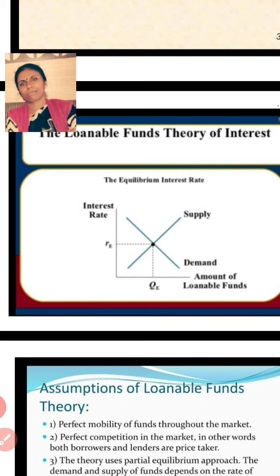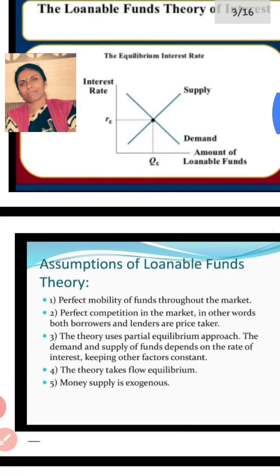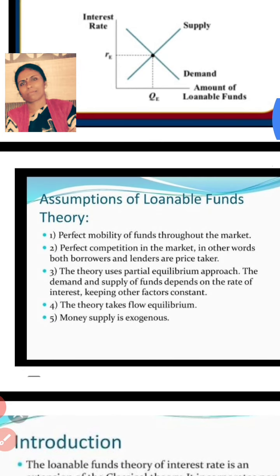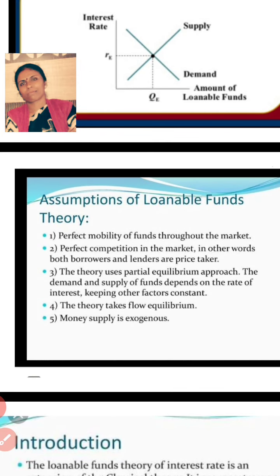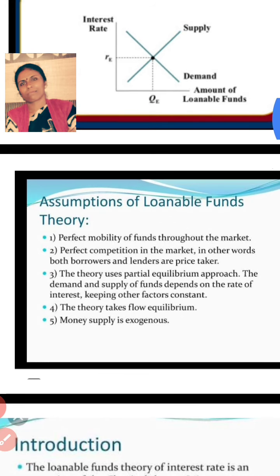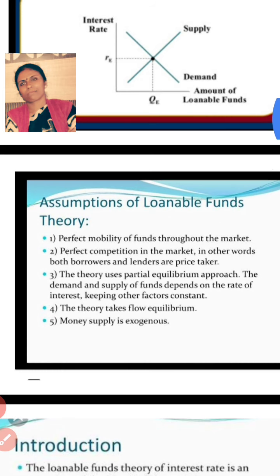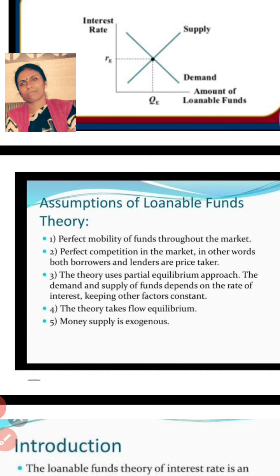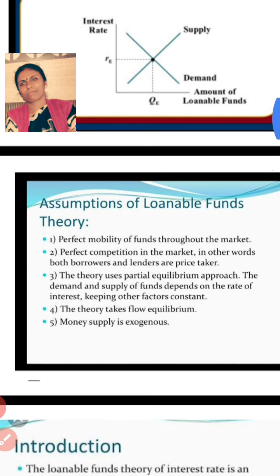Before going on to discuss all these things, it is essential to understand the assumptions of loanable funds. The first assumption is perfect mobility of funds throughout the market. So, there are no barriers or restrictions. The funds are easily mobile from one place to another. And there is perfect competition between both buyers and sellers, that means borrowers and lenders, and both are price takers.